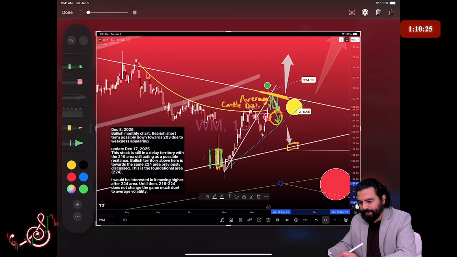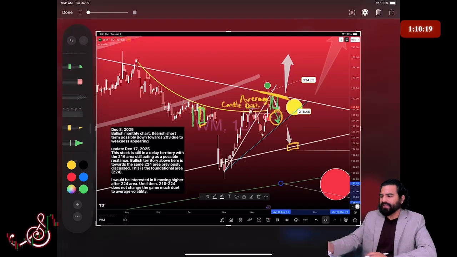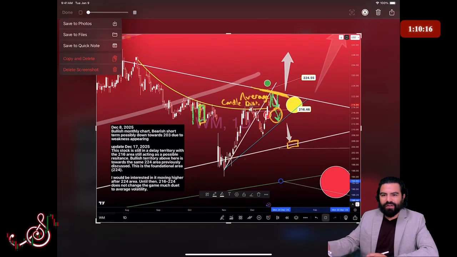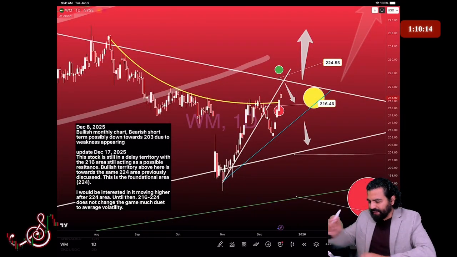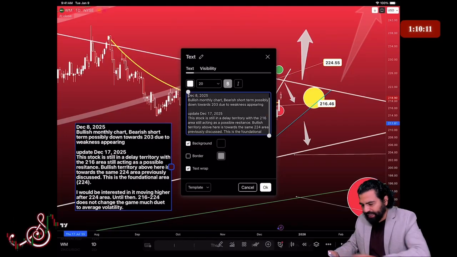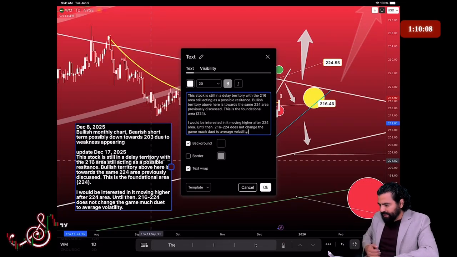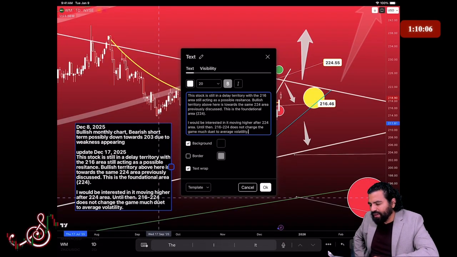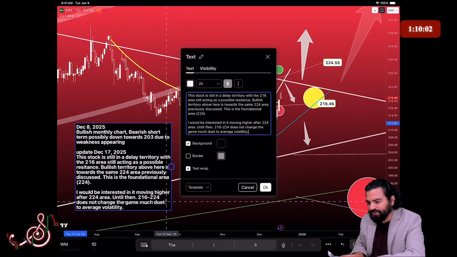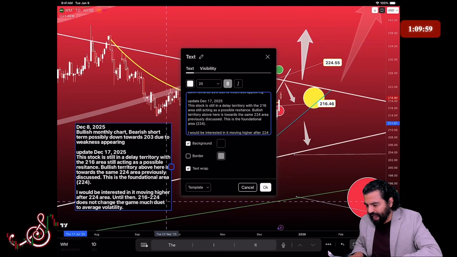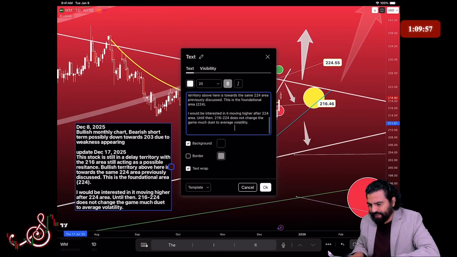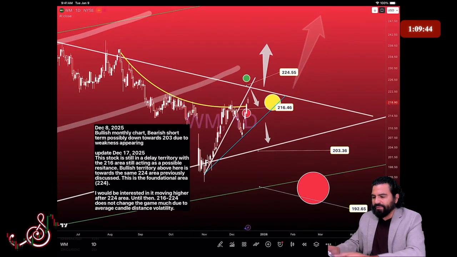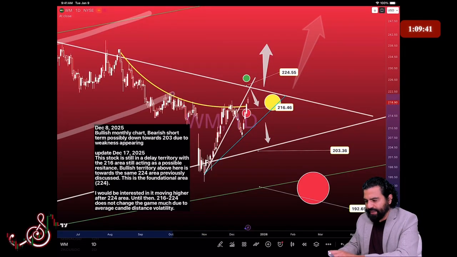Okay. And I'll put it somewhere else so you guys understand. So this is how we can just keep ourselves a little safe out there. All right. So anyway, without much change, until then, the 216 to 224 area does not change the game much due to the average candle volatility. Okay. So that's how I'd read the board in that area.